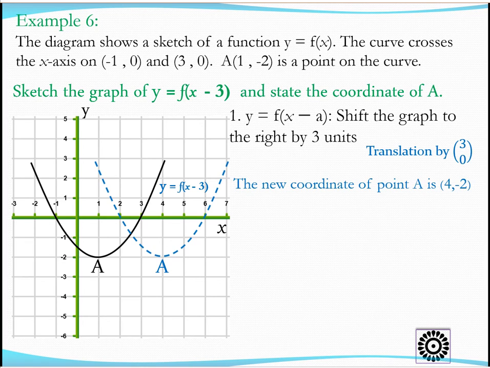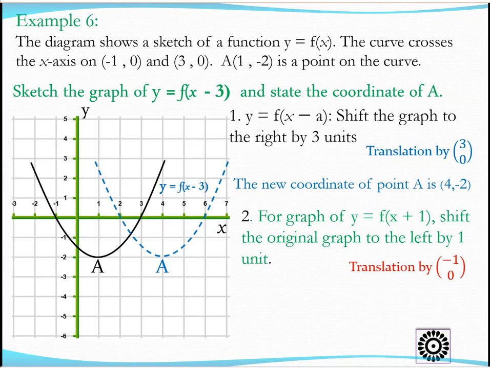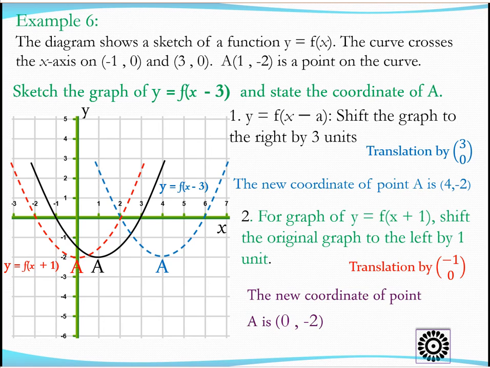So it's going to affect the a coordinate. Only the x coordinate we're going to change. So the x coordinate was 1. If you're moving 3 units to the right, you are adding 3. That's why it's 4. The y coordinate stays the same. Now let's look at what if it is f of x plus 1, in bracket. So that is shifting to the left 1 unit. So the black line has to move 1 unit to the left. And of course the a coordinate is 0, -2.